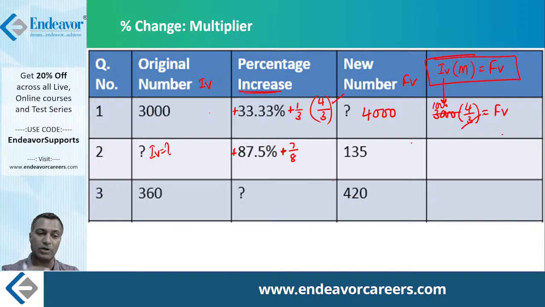Initial value, I don't know. What is the multiplier? 15 by 8 for this question. What is the final value? 135. Final value is 135. Solve it. 15 one time, 15 9 times. Therefore initial value is equal to 8 into 9, which is nothing but 72. You are saying that this was 72, which went on to increase by 87.5%, therefore it has resulted in 135. Pretty simple one. Once you understand the multiplier, these questions can be resolved pretty fast.